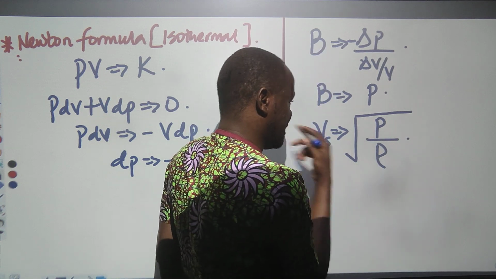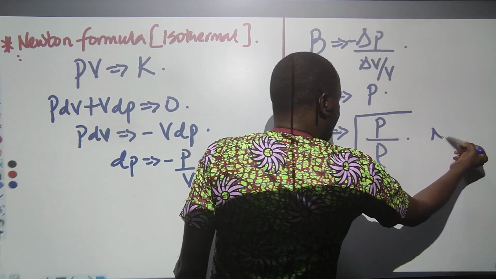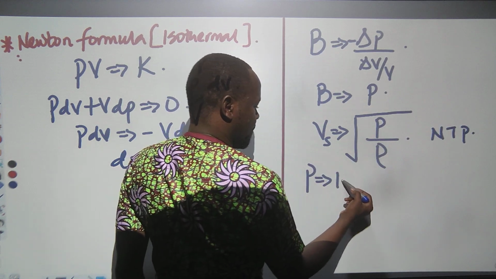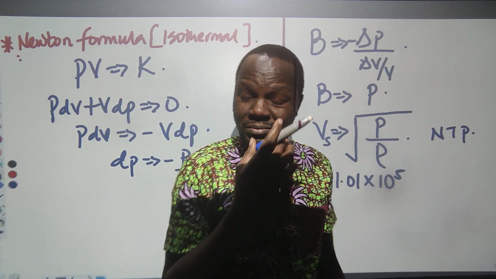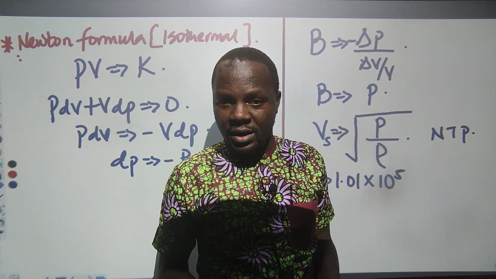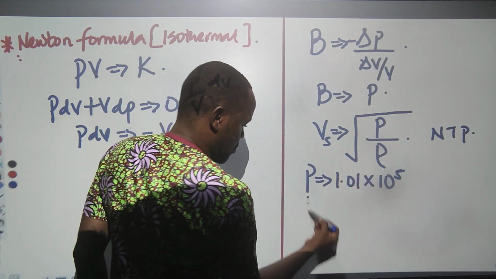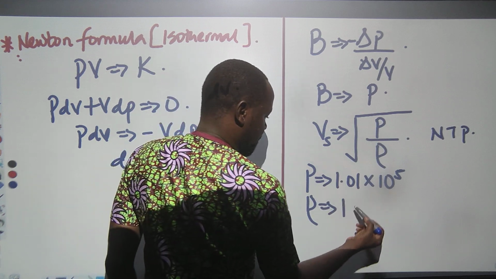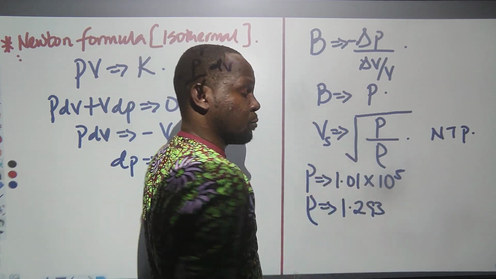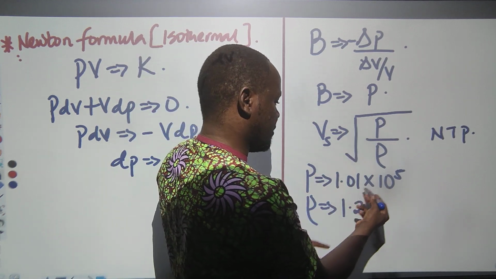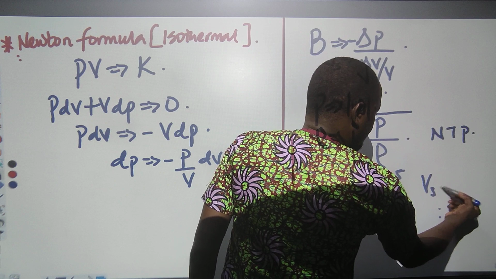Now if we put this as a parameter, the pressure of a gas at normal temperature and pressure, we call it NTP, is 1.01 times 10 to the power 5 Pascal, or Newton per meter square. Then you also have rho. Rho is density, which is 1.293 kilogram per meter cube. Substitute that here to get the speed of sound. That is the square root of 1.01 times 10 to the power 5 divided by 1.293.